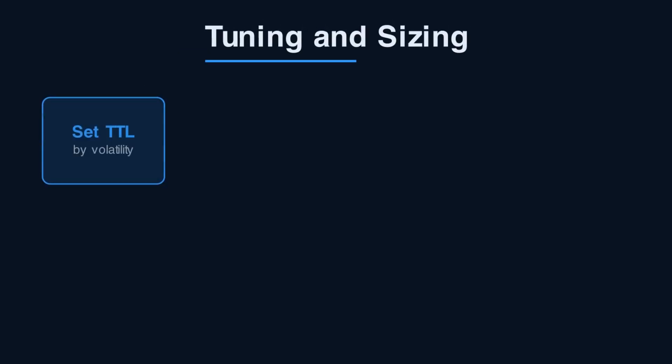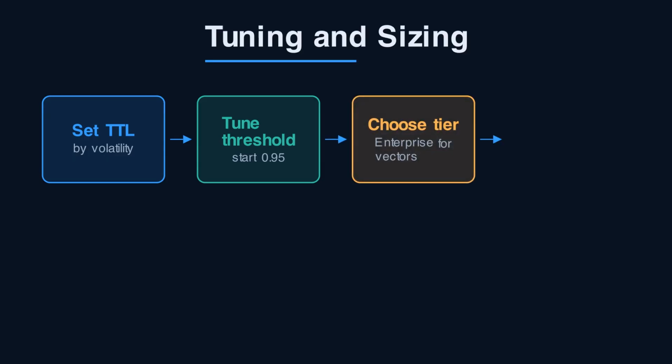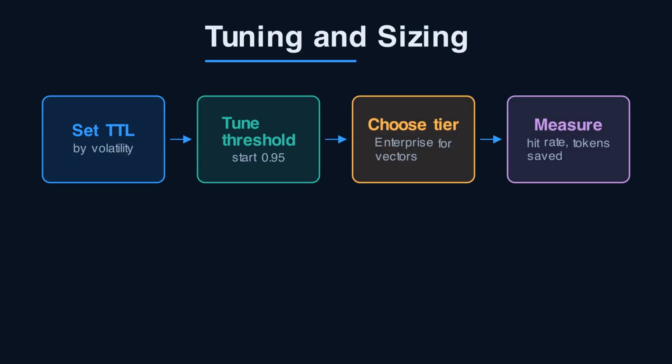A few rules of thumb. Set time to live based on how fast your underlying knowledge changes. Minutes for volatile data, hours or days for stable answers. For semantic caching, start your cosine similarity threshold around 0.95 and tighten if you see bad hits. Pick the Redis tier deliberately. Enterprise for vector search, standard if exact match is enough and you just need replication. Always track your hit rate and tokens saved as metrics, because that's the only way to know caching is actually earning its keep. Pricing and tier features change, so check the current Azure docs before you commit.